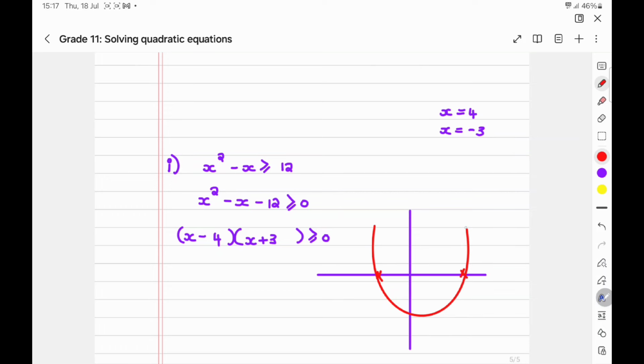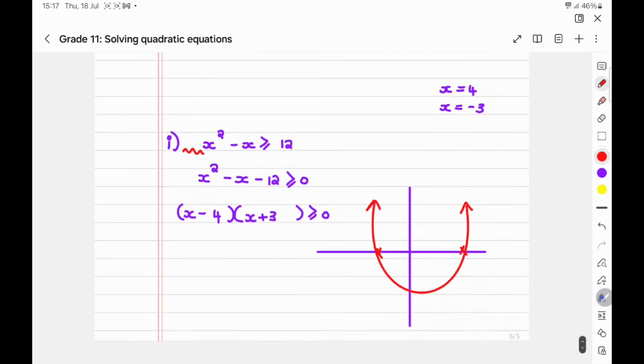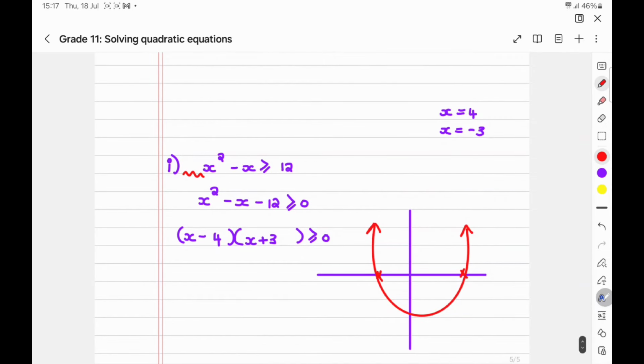Is it a smiley or a frowny face? Let's look at the front. It's a positive, so it's going to be a smiley face, and we've got the values of 4 and -3. And now they ask you, where is this graph bigger than or equal to 0? Can you see it's going to be these two above the x-axis? Yes. And remember, it carries on and on.